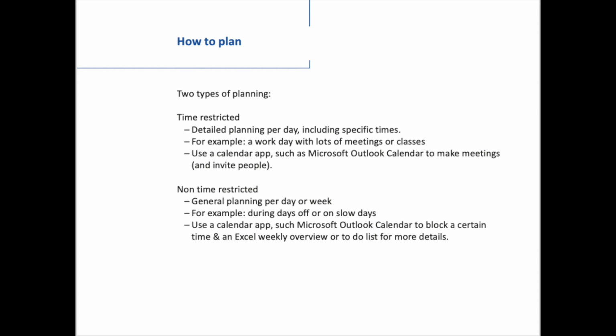To plan this, you can use a calendar app such as Microsoft Outlook Calendar to make meetings and possibly invite people. For a non-restricted planning, you're looking at a general planning per day or week, for example, during days off or on slow days. For this, you can use a calendar app such as Microsoft Outlook Calendar to block a certain time and an Excel weekly overview or to-do list for more details.